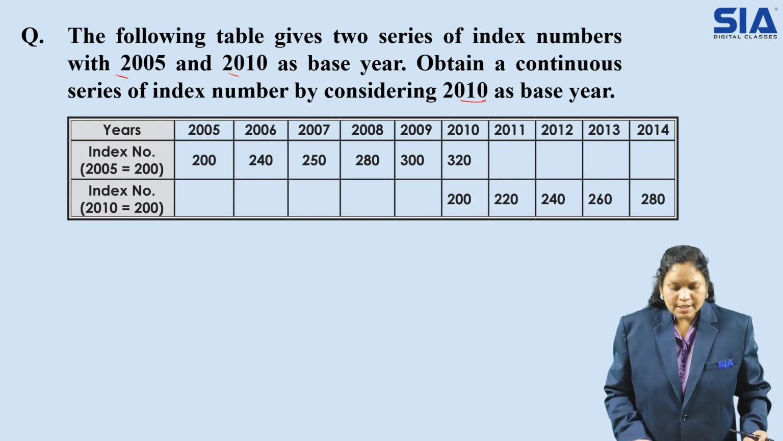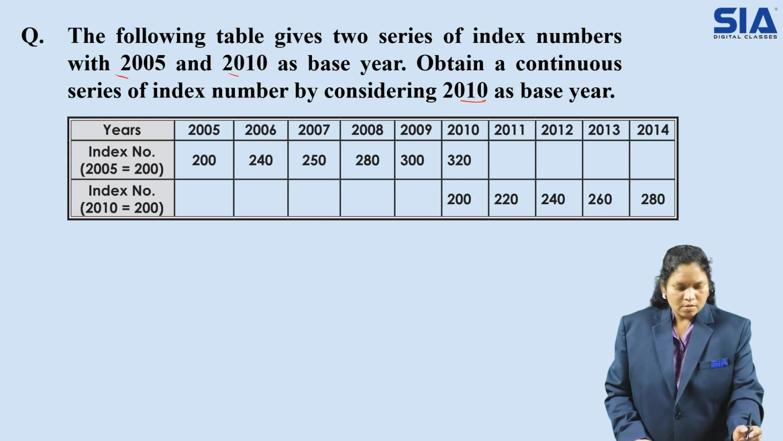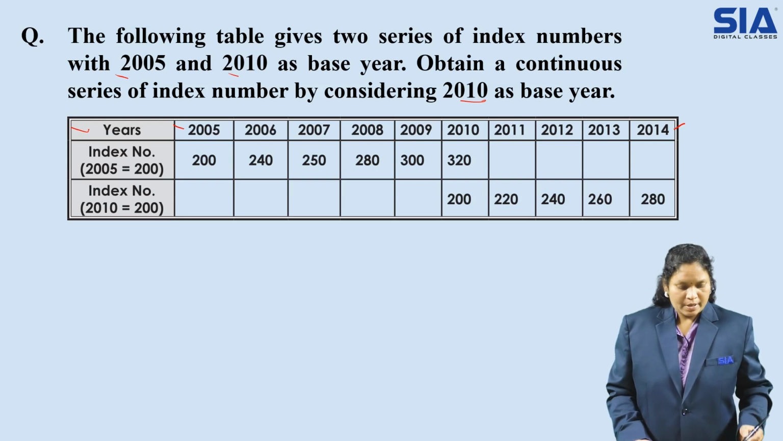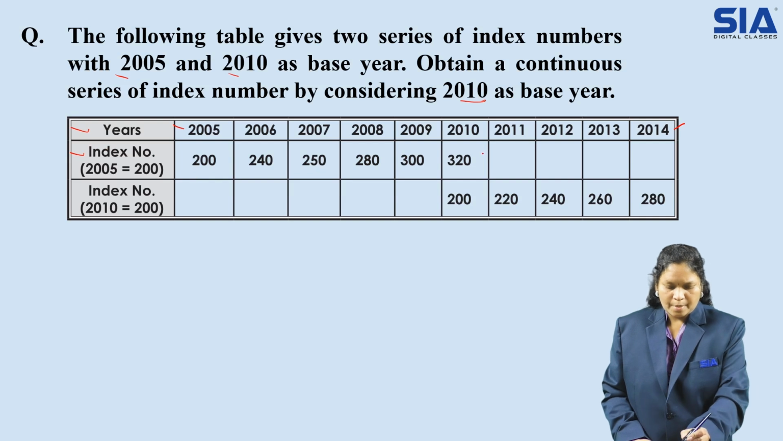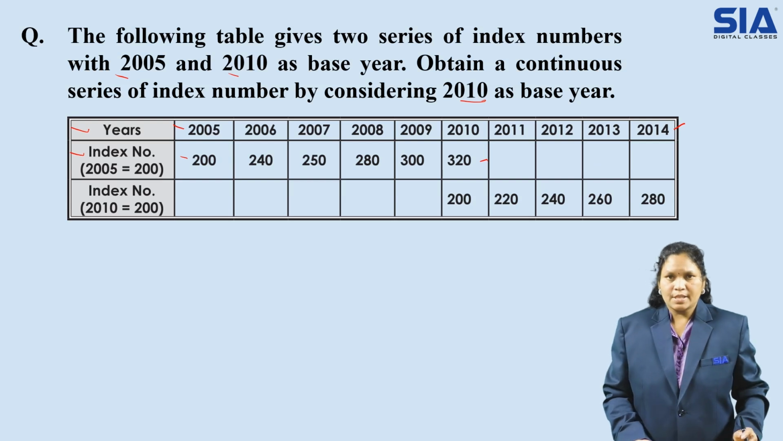So, base year they will mention for us, but check it out how the data goes on. Years they have given from 2005 to 2014. But coming to the index numbers, what happened here? First one, check it out. Up to 2010, 2005 to 2010 data we have. But the other 11 to 14 data is missing, right?